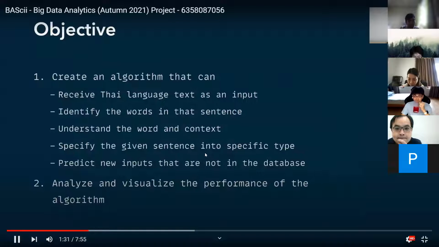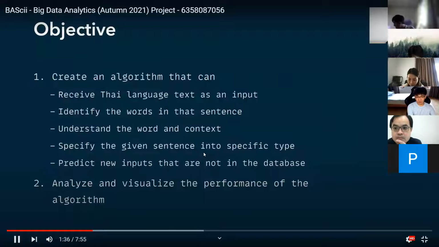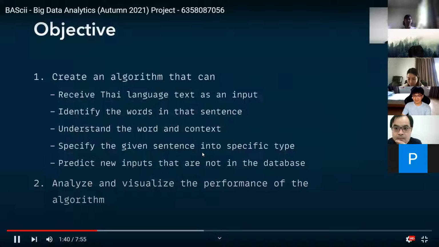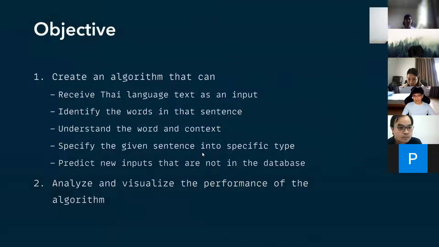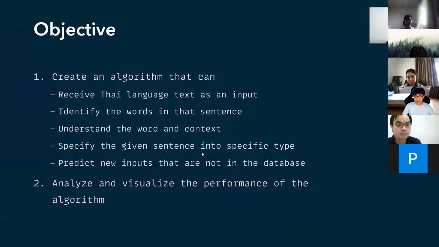The objective of this project is to create an algorithm that can receive Thai language text as input and identify the words in the sentence. Then the program can understand the words and context of the sentence, specify the sentence to a specific type of data, and predict new inputs that it hasn't seen before. The second objective is to analyze and visualize the performance of the algorithm that I created.